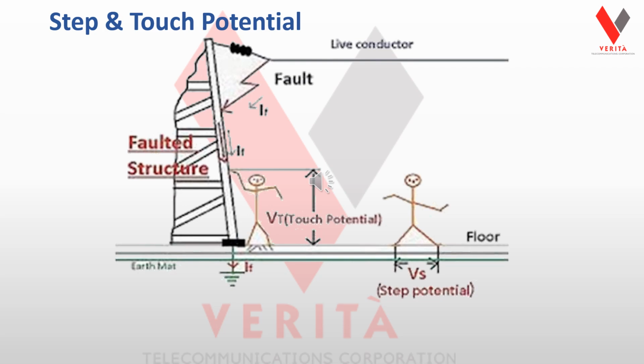If we look at the person on the right, his legs are very far apart, and the leg closest to the tower is going to be at a higher saturation point than the foot on the other side. It's going to be a lower point. Now we become the path for ground.